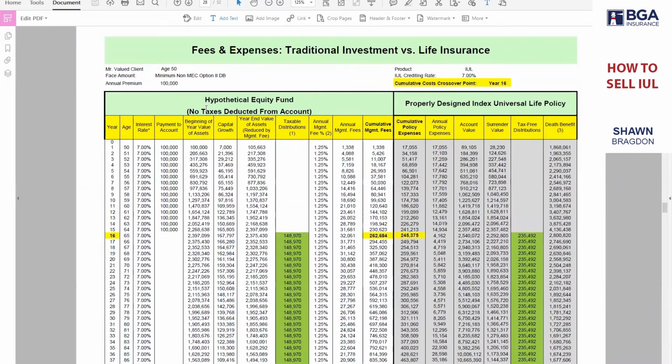Over here on the left, I have a hypothetical managed account for a 50-year-old guy putting in $100,000 a year for 15 years. We're assuming this thing is growing at 7% a year, and we're charging a 1.25% management fee. We are not deducting anything out of this hypothetical managed account. A managed account is actually a back-end loaded retirement account. Initially, your fees are very low. In this example, about $1,300 in year one. But as time goes on, as your account grows, that fee grows.